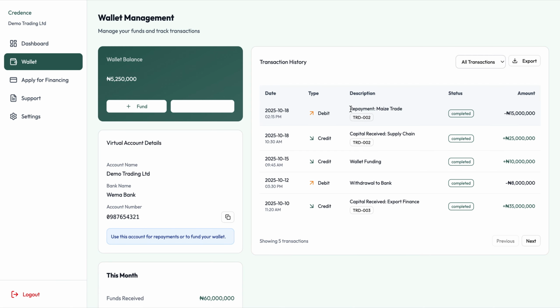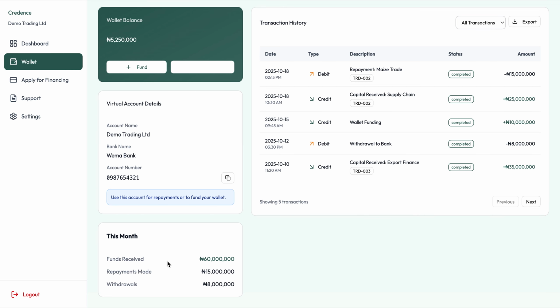For instance, here you could see a repayment of a trade has been done. When a financier provides capital for a trade, it reflects here when a wallet is funded and many more. You also have your virtual card account details for enabling you to do business transactions, as well as visibility into how your transactions have been for the month.